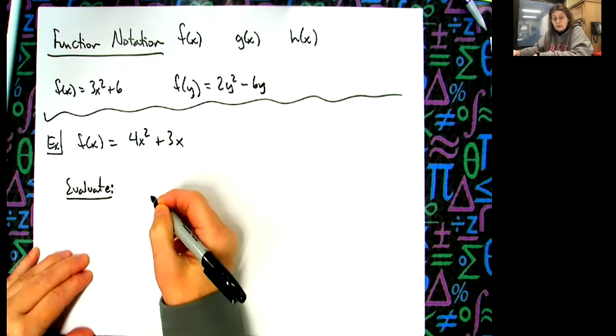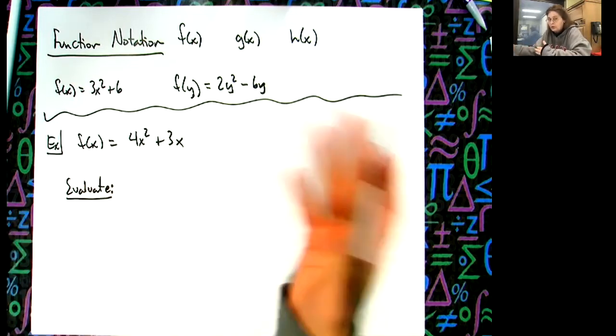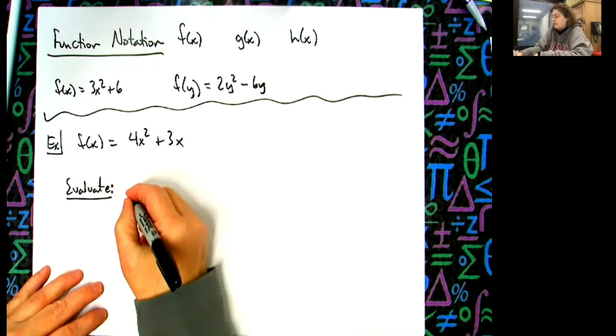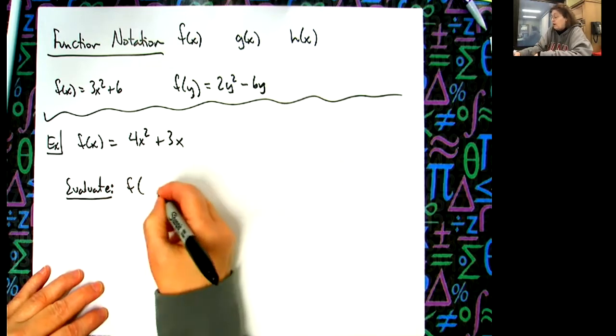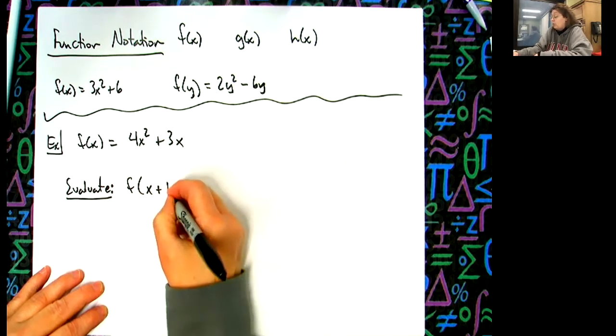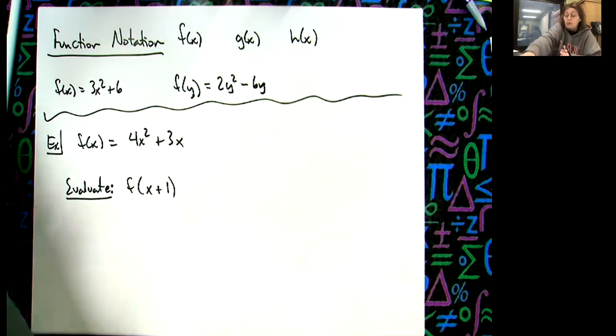I'm going to make this as hard as it's going to be. I would assume if I did f of 2, you could plug 2 in. If I did f of 3x, you could plug 3x in. But how about if I said evaluate f of x plus 1? Let's put a binomial in there. So what does this say to do?